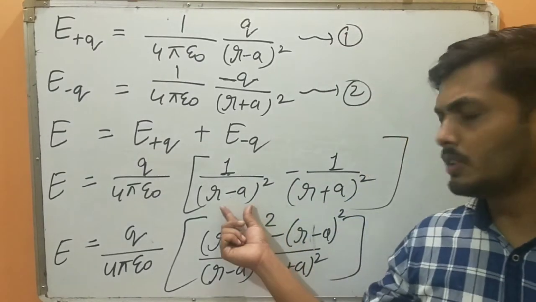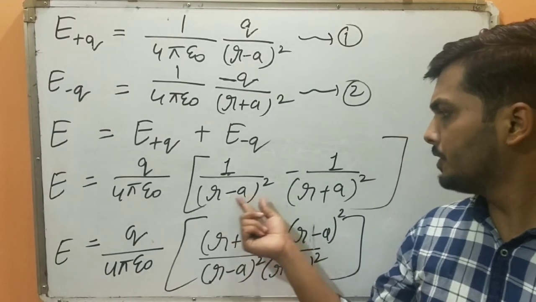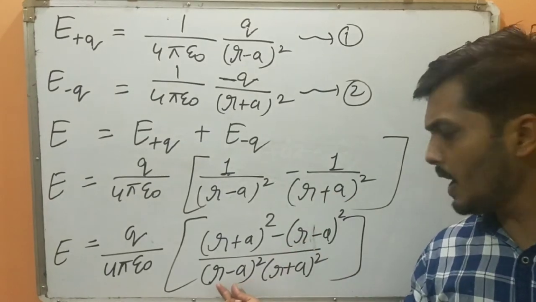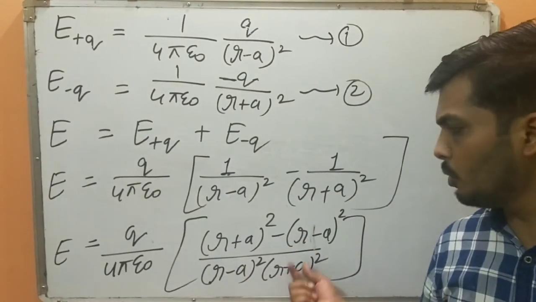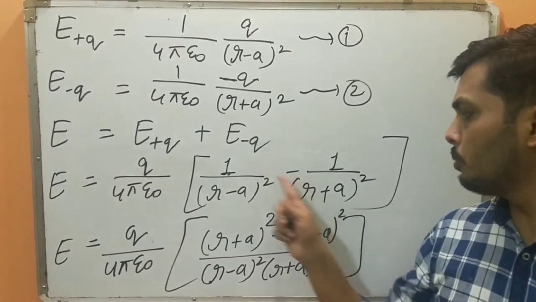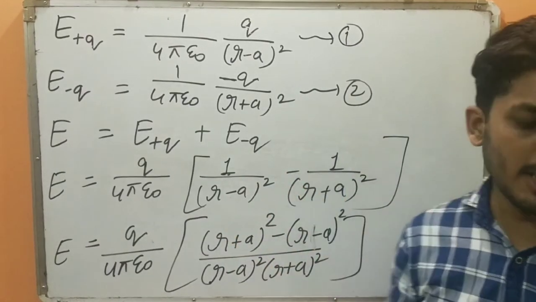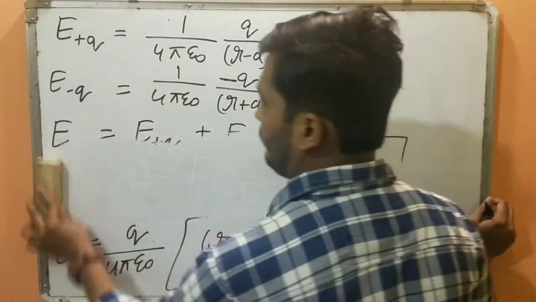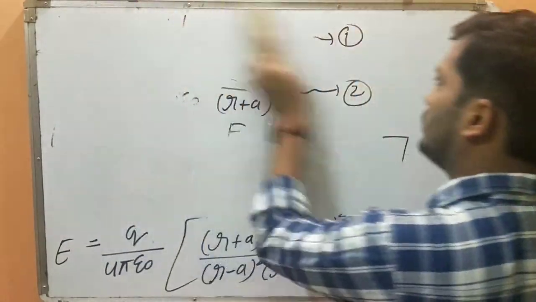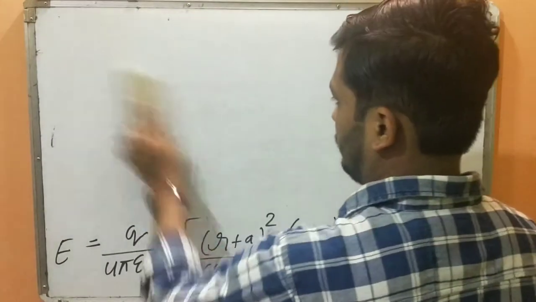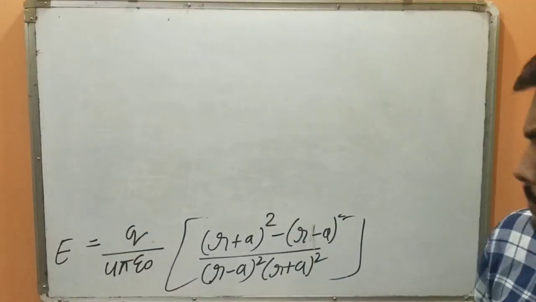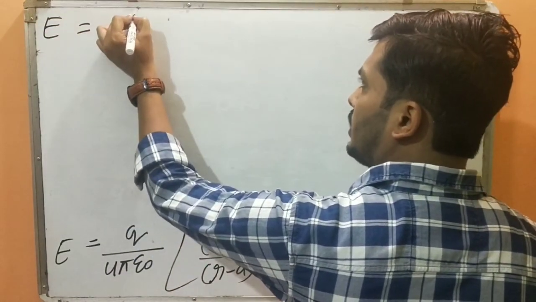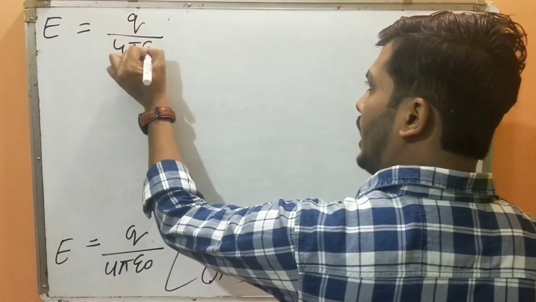See your students, simple mathematics. What I have done, I have taken LCM of this r minus a the whole square, r plus a the whole square. LCM will be r minus a the whole square, r plus a the whole square. So cross multiply this, this will be r plus a the whole square minus r minus a the whole square. Okay, shall I erase now this part? Okay. Now go on solving this sum. So E will be q divided by r is 1 q divided by 4 pi epsilon naught.